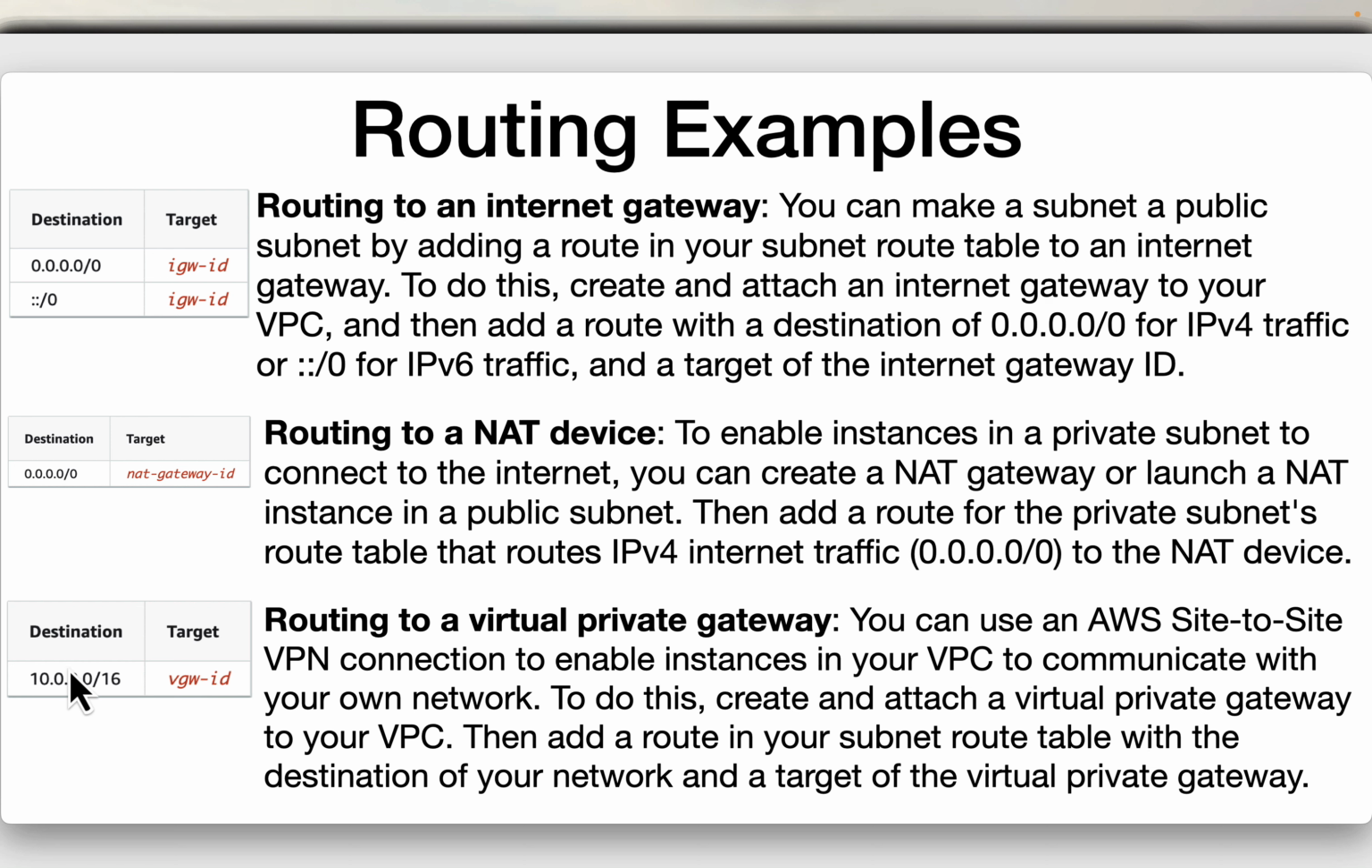So this is a specific route. This is for internet, and this is to, let's say, your corporate data center. So if the corporate data center has this kind of CIDR block, you will add the virtual private gateway ID.